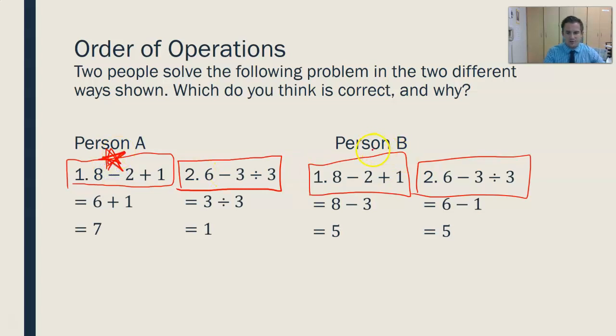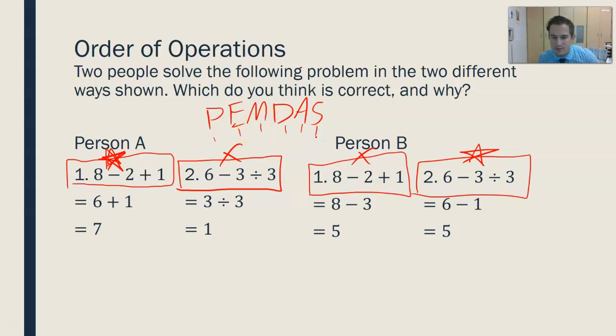Number 1 is correct for person A. Person B is incorrect. For number 2, however, person A is incorrect and person B is correct. So if we remember the order of operations, lots of you probably think of PEMDAS, or please excuse my dear Aunt Sally, however you've remembered that, as the order in which we're supposed to perform certain operations in a string of numbers like this, right?